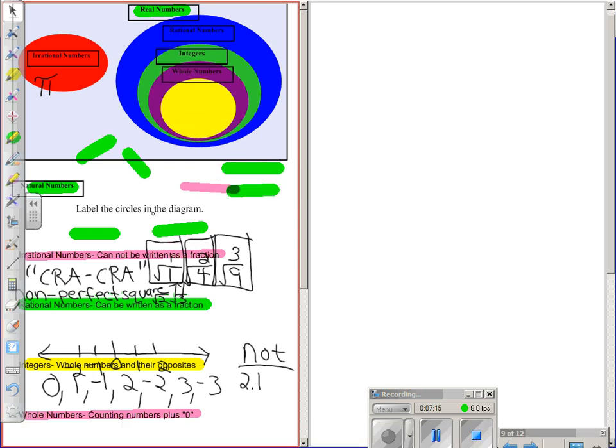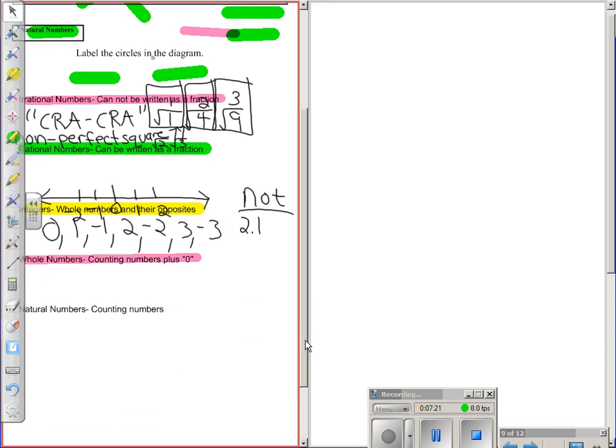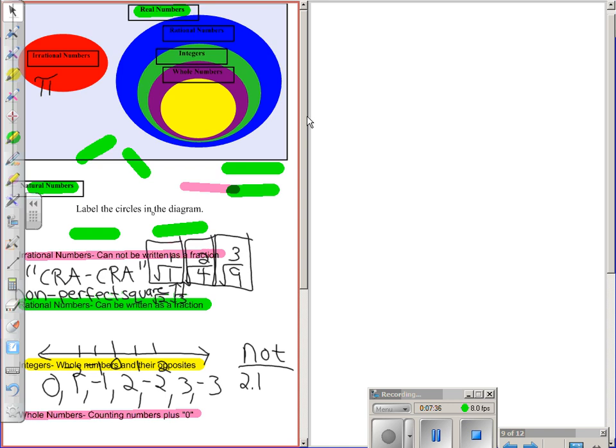Here we go, whole numbers. It's right there in the purple. So the only difference between whole numbers and natural numbers are just the counting numbers. So in other words, natural numbers is not the number 0. So you might want to add that to your definitions. Make sure you've included those. So our last one then would be natural numbers.